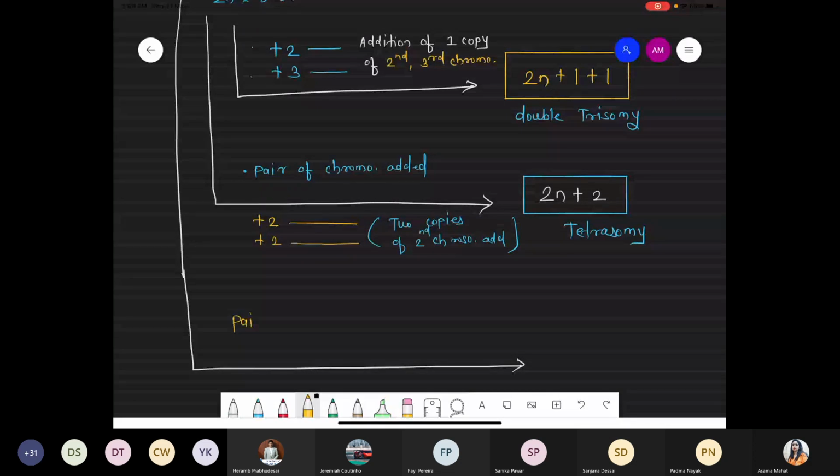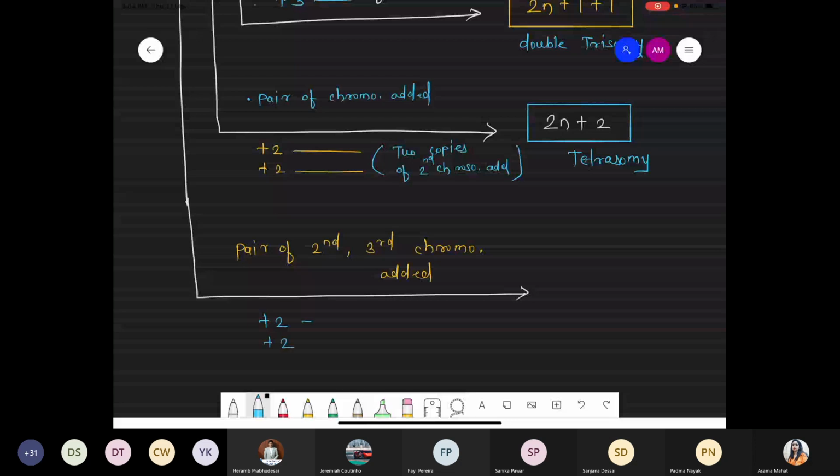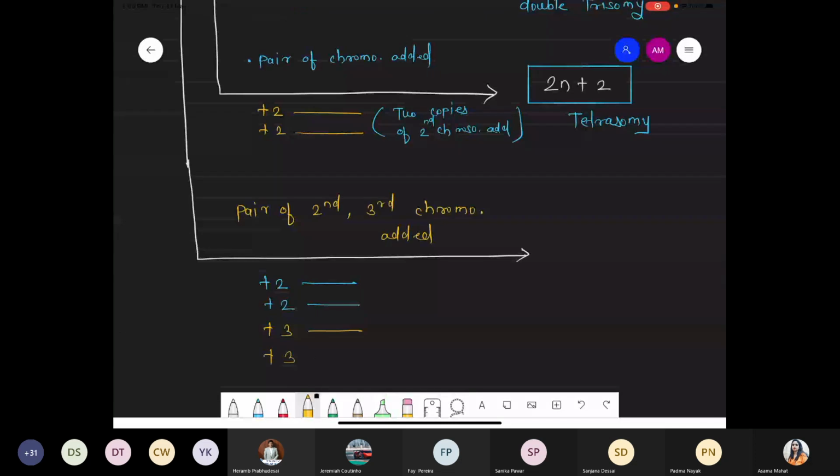The pair of second as well as third chromosome get added. Both chromosomes are added. So how do you represent it in a diagram? You represent it like plus 2, plus 2, one copy, another copy, another one that is plus 3 dash, plus 3 dash. So how is it represented?